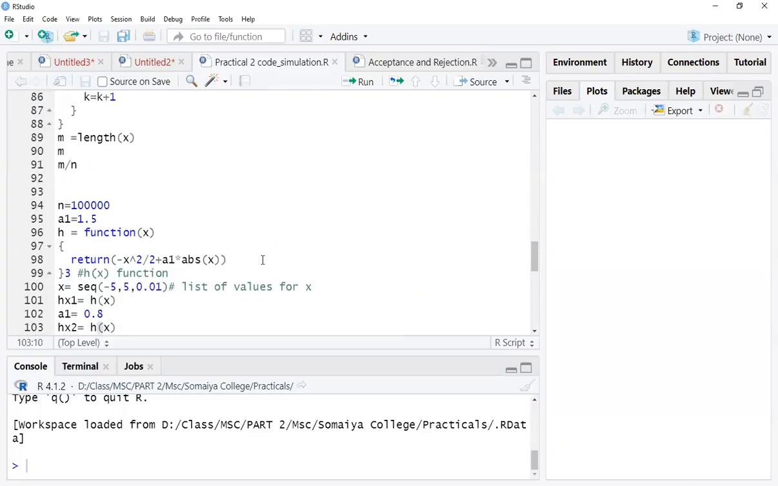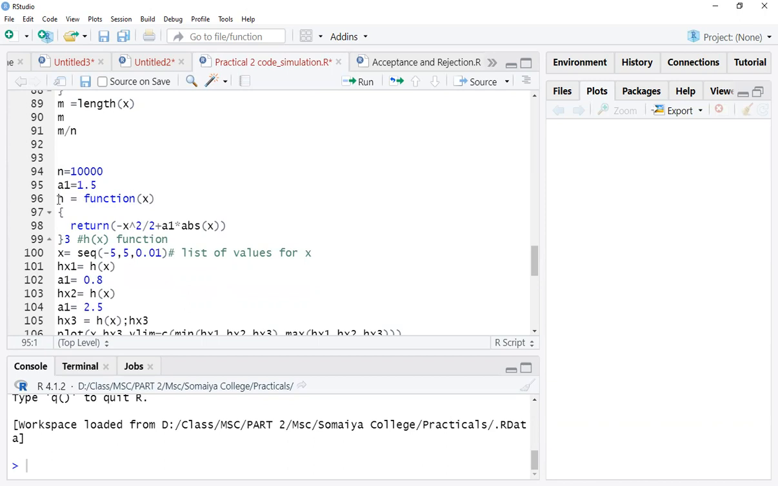Let's look at that problem, how it works in RStudio. Suppose you want to generate 10,000 observations. Here I'm considering different values of my alpha, because I need to understand what my alpha values should be. So I'm considering alpha as 1.5, and I'm defining my function h here.